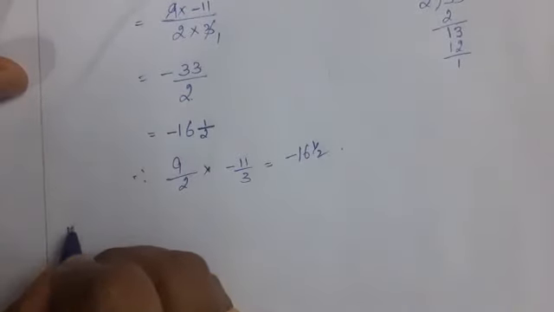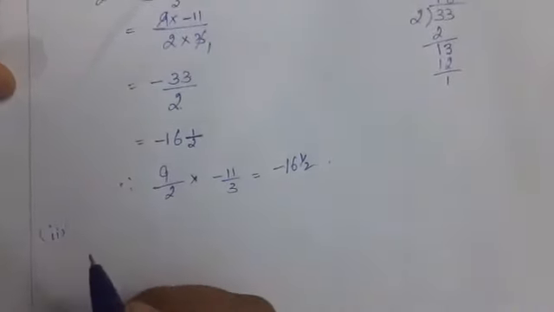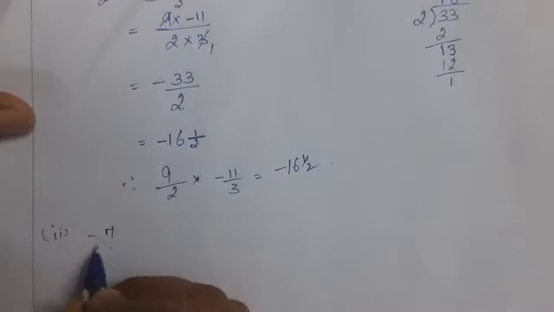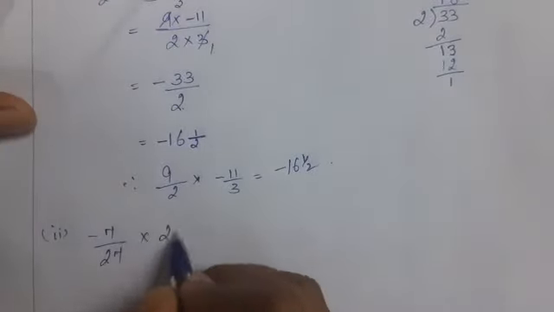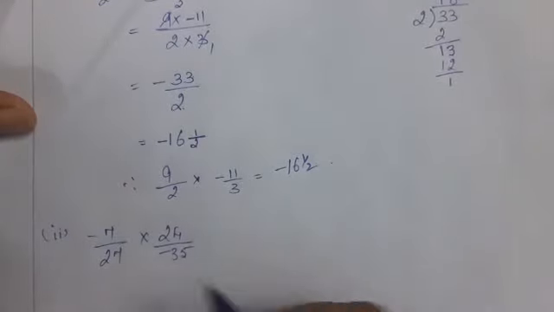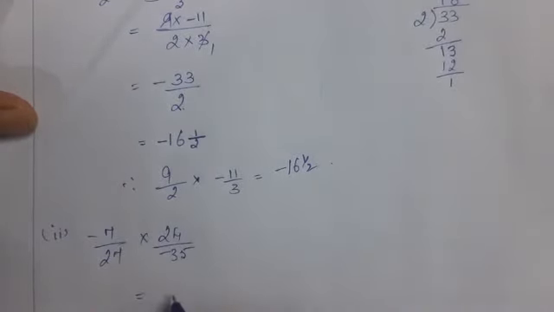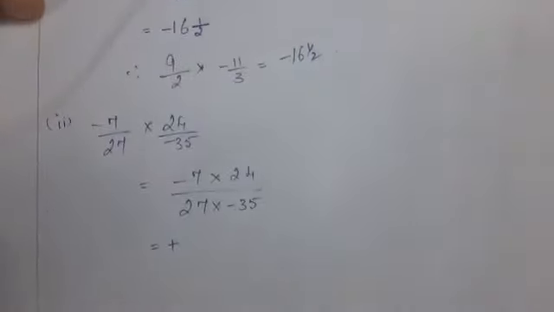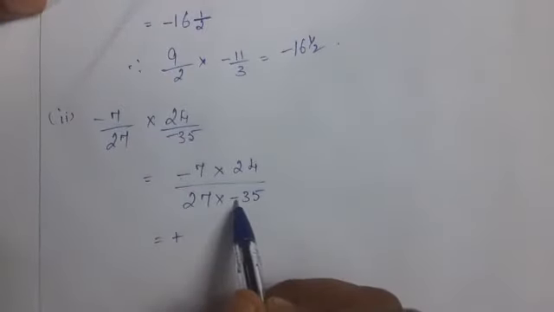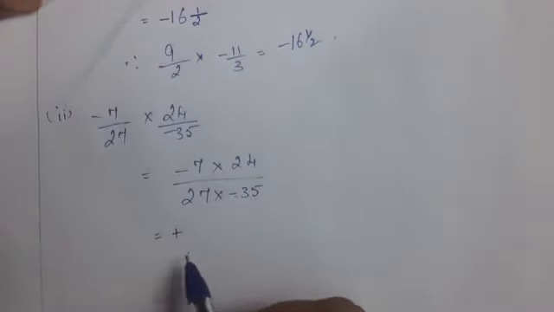Then second one, minus 7 by 27 into 24 by minus 35. See here, minus divided by minus plus, okay. Don't forget, minus divided by minus is always plus.